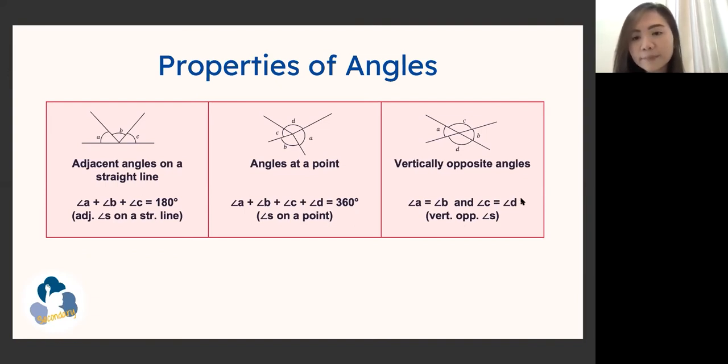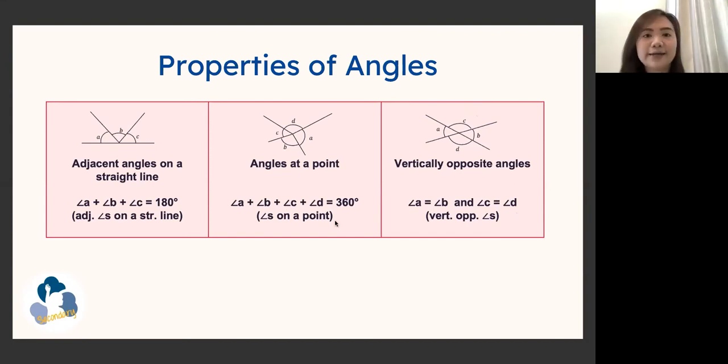Vertically opposite angles: A equals B, C equals D, they are vertically opposite. In short, you can write vert. opp. angles. Vert, by the way, in French, means green.